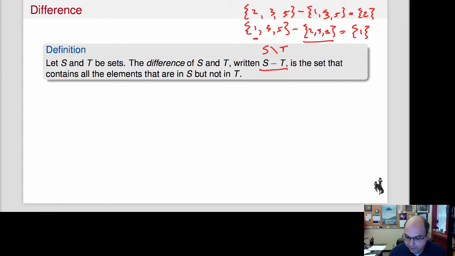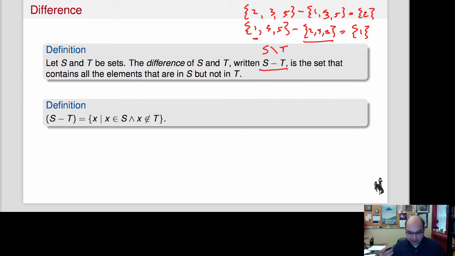for S difference T. Let's say it in math. So S minus T is actually equal to the set of all X such that X belongs to S, but X does not belong to T. Okay. That's the direct definition.